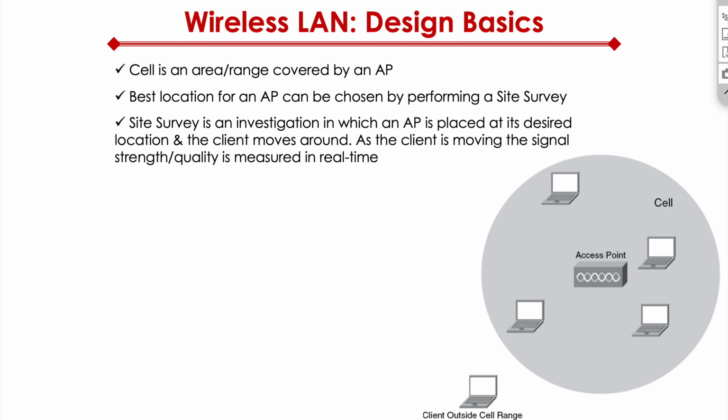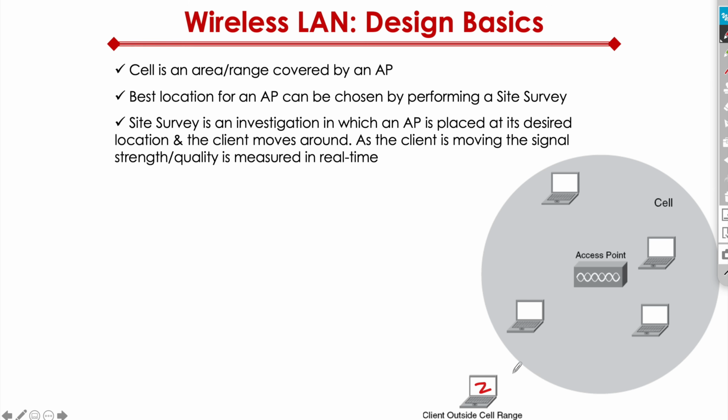And as the client is moving, the signal strength is measured in real time. There are some special purpose devices too, but the cheapest method is to actually just place an access point where you would like it to be placed, and then you take your client, could be your laptop or iPad or whatever, and then you start moving around and see if you're getting the best possible coverage.